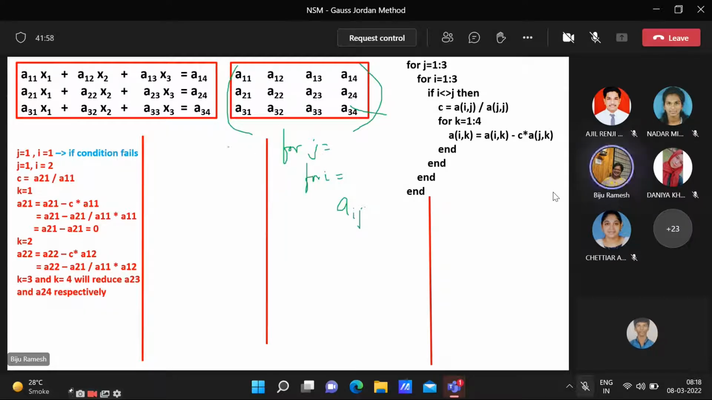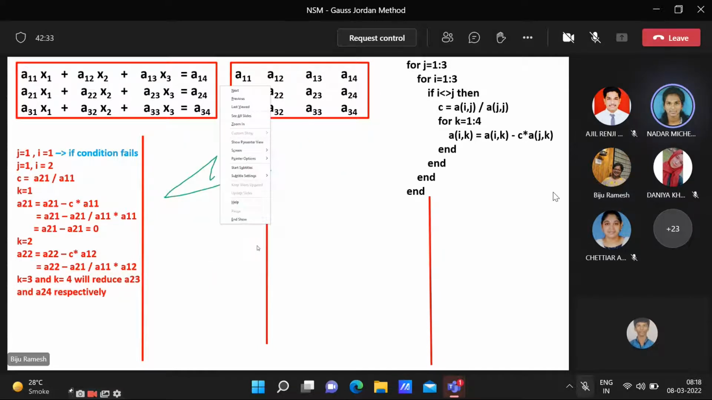Okay, so whatever is the outer loop, what does it represent? Rows or columns? Columns or rows? Yes, students? The outer loop represents columns or rows. You should know that first, otherwise there is no point. Column.